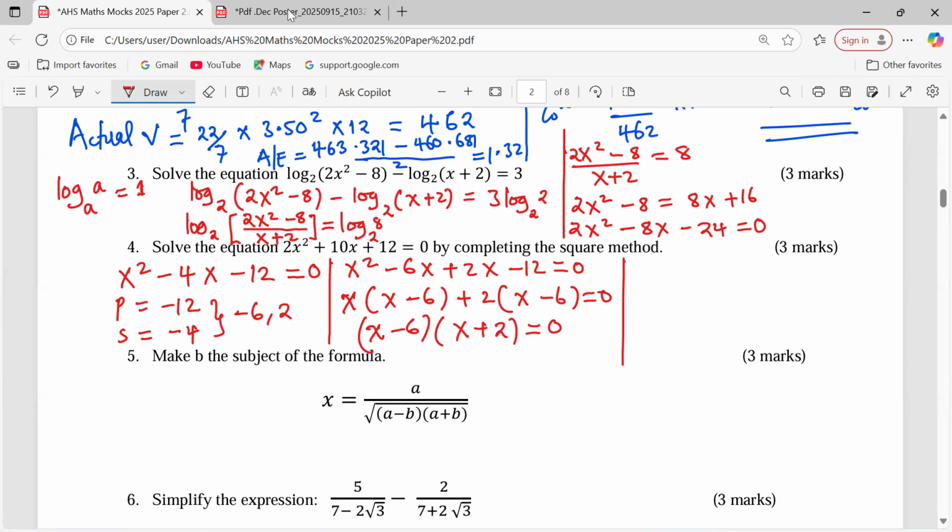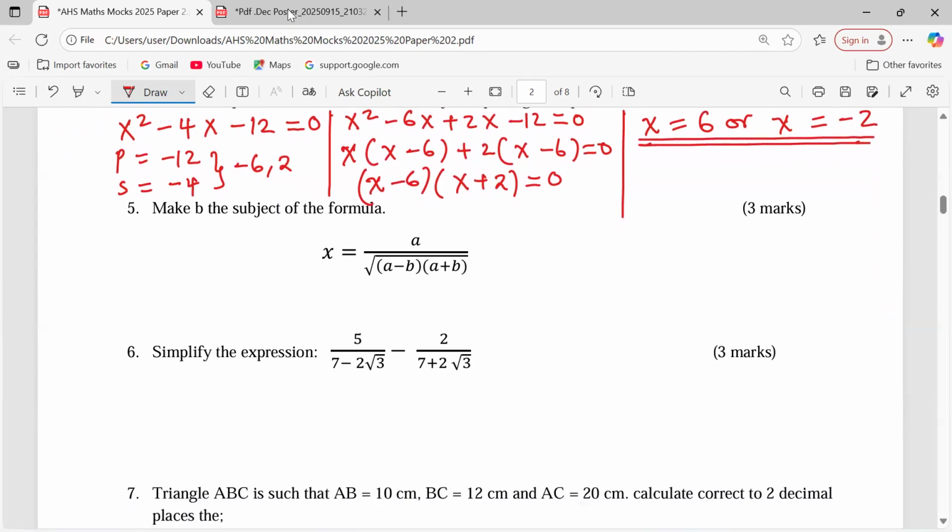So x minus 6 equals 0, meaning that x equals 6. Or from the other bracket, x plus 2 equals 0, meaning that x equals -2.